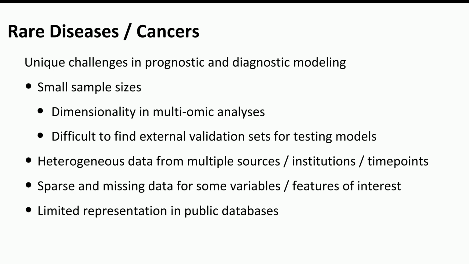And there's always heterogeneous data, and if we're combining data from multiple sources or multiple institutions, we can have trouble with that. And then a lot of times we have missing data, and so we have sparse data sets, so that's also a challenge. And then there's also limited representation in public databases. So in cancer, there's limited representation in TCGA or COSMIC or things like that.